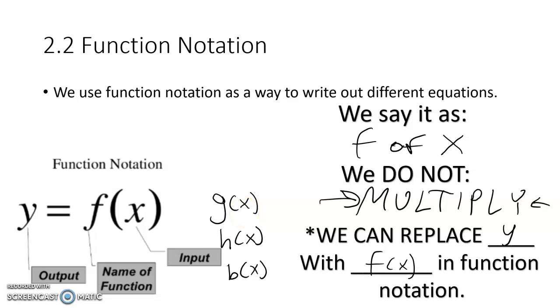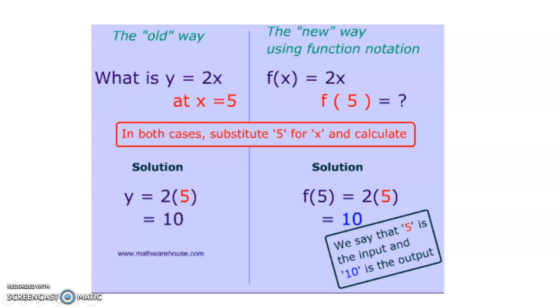Another way you could think about function notation is to take a linear equation we've dealt with, like y equals 3x plus 5. We can replace that y with an f of x, and it's basically the same thing. It's just two different ways to write the same exact thing. It's a problem that we've done before.